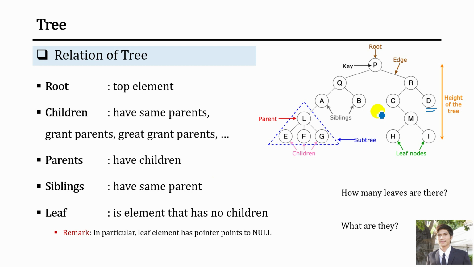So for example, on this picture, how many leaves do we have, and what are they? The leaves for this tree are the nodes A, F, G here. We have B, H, I, and D, right? So together we have 7. Seven of them are the leaves of our tree.